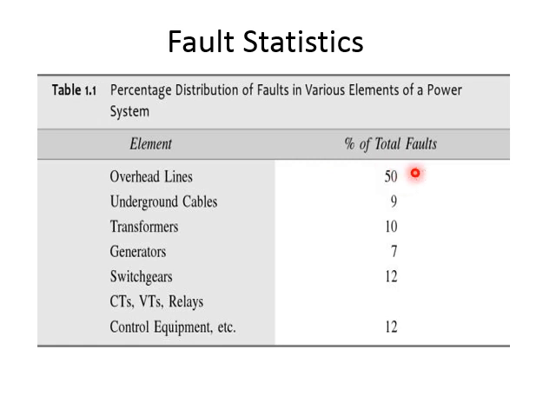The maximum percentage of faults takes place in overhead lines, that is 50%. Next we have switchgears. Switchgears are your relays, circuit breakers, current transformers, PTs, lightning arresters, isolators. And next is the control equipment. Transformers have 10%, underground cables have 9%, generators have 7%. So the highest number of faults takes place on the transmission line.